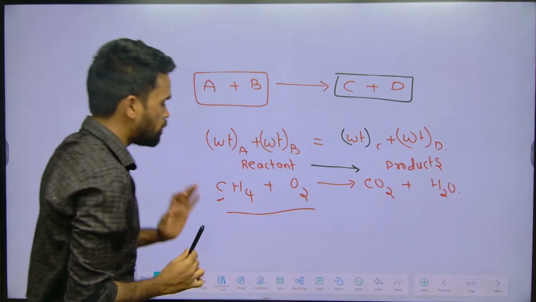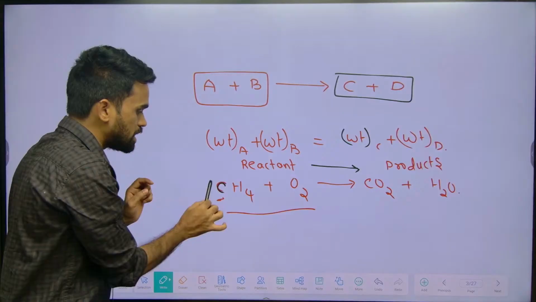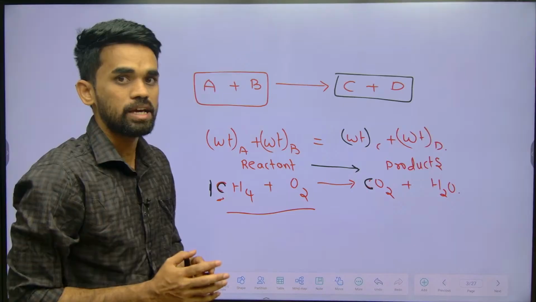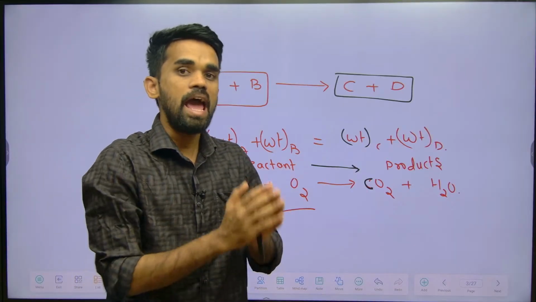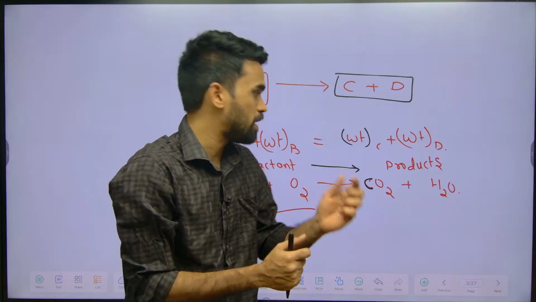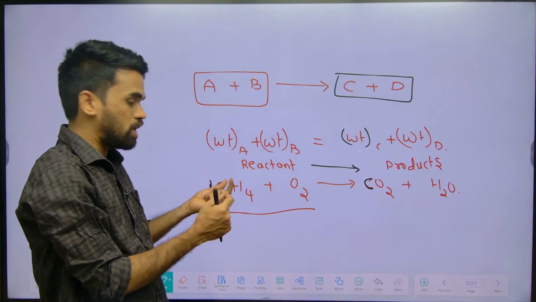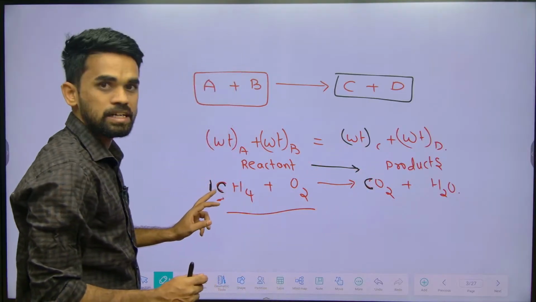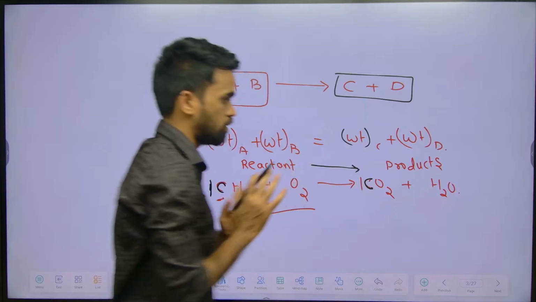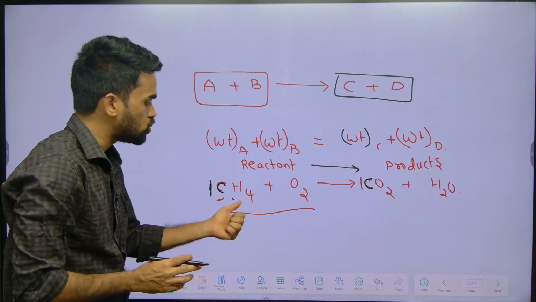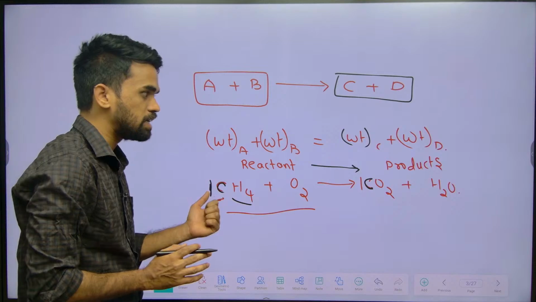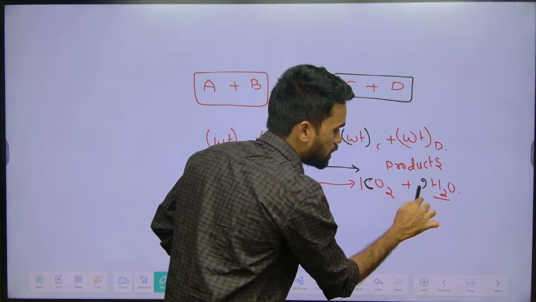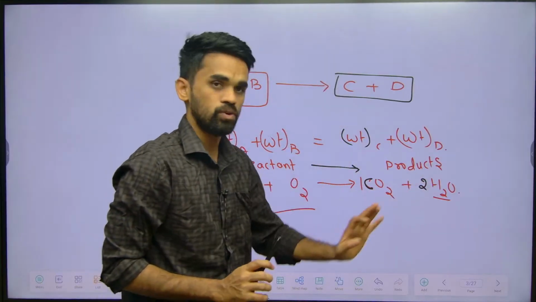Now how many carbons are at the reactant side? There is one carbon, so the product side should also have one carbon. It means during a chemical reaction the atoms should be conserved: the number of particular atoms at the reactant side and product side should be the same. Then how many hydrogens are there? 4 hydrogens at the reactant side, so the product side should also be 4. Here we have only 2, so multiply that by 2, and then 4 hydrogens are there.